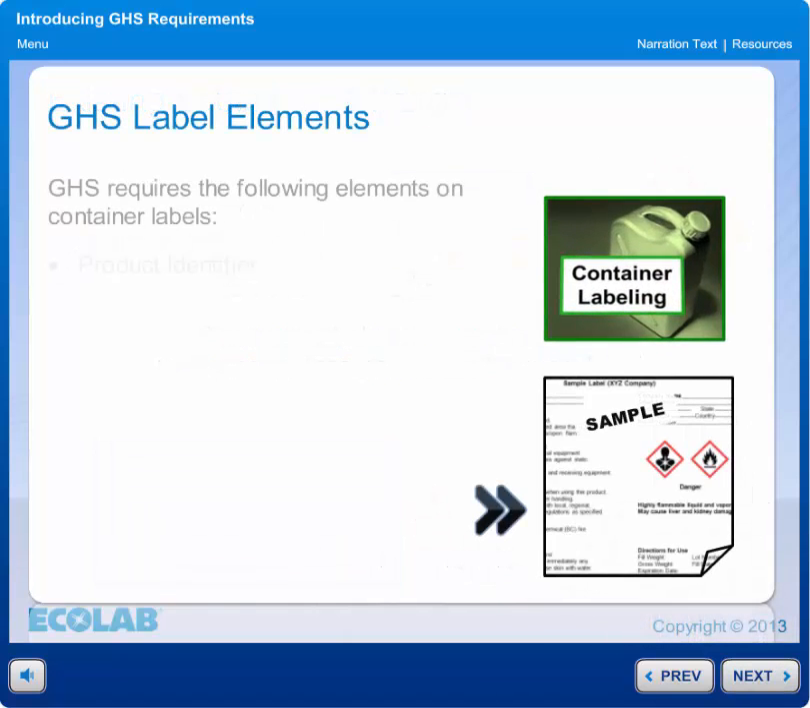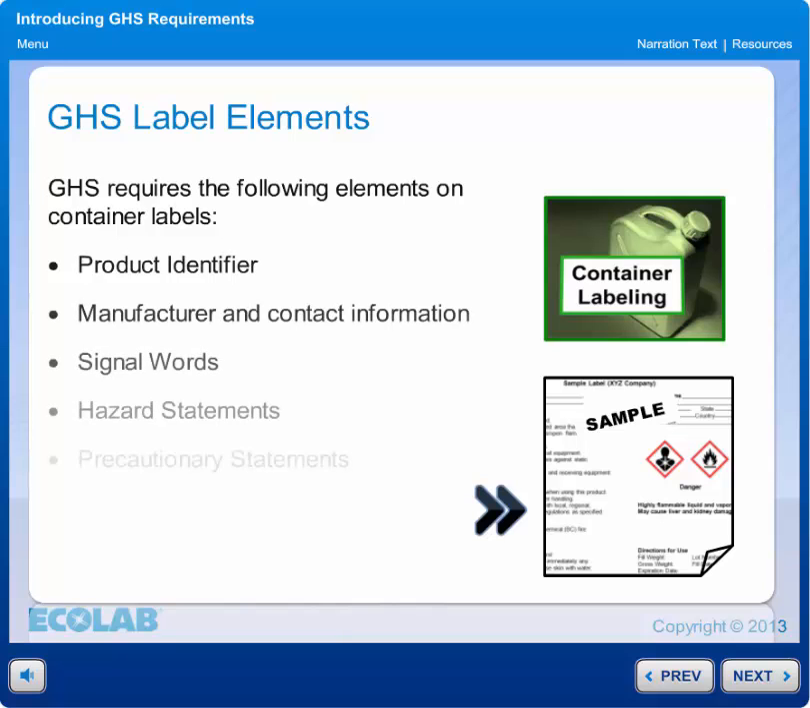GHS label requirements will standardize information to be included on container labels. They will provide a product identifier, so no matter where you go, you know it is the same product, manufacturer, and contact information. Signal words, hazard statements, and precautionary statements that we will see in detail in the next few slides. And finally, the pictograms.